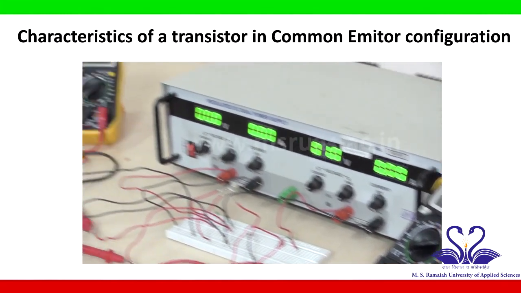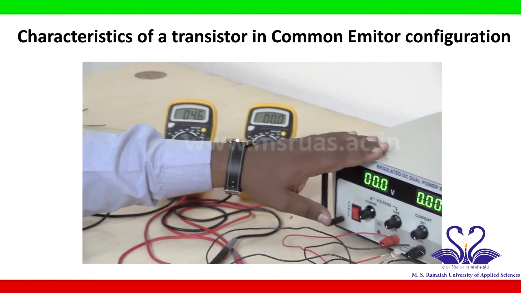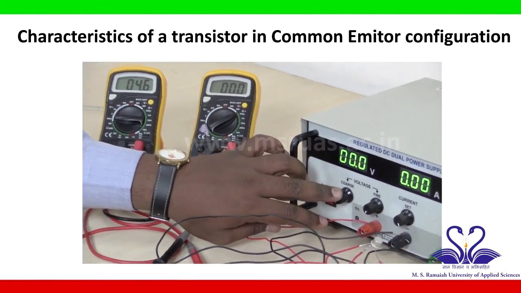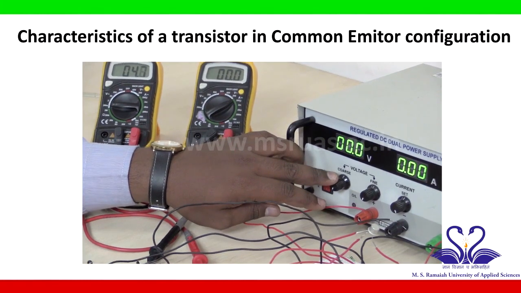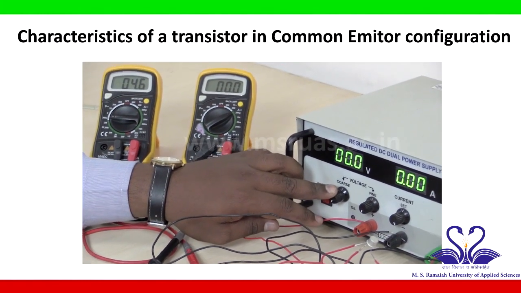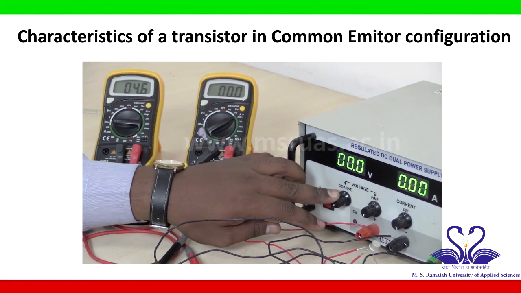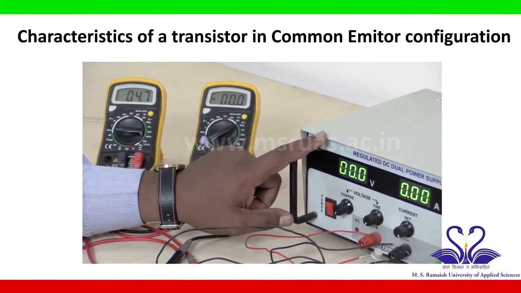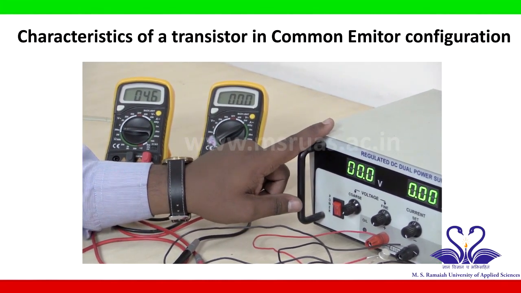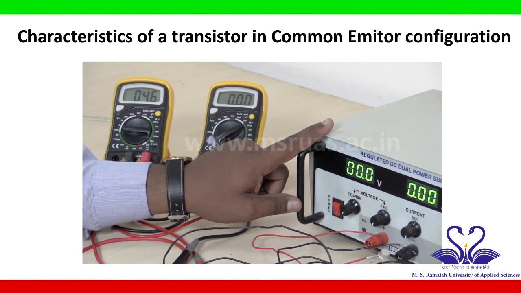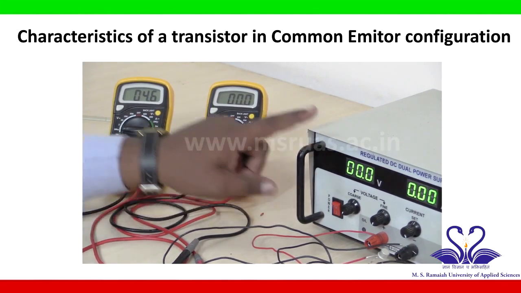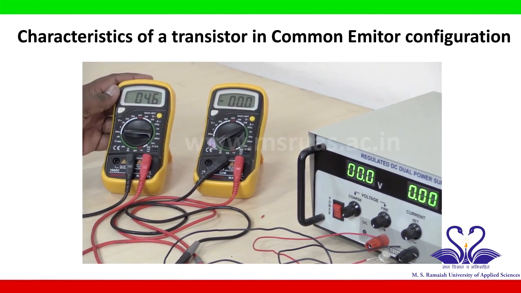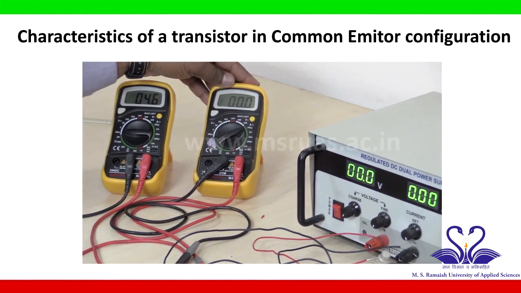Now I won't touch this voltage source, I won't touch this ammeter and this voltmeter. Come to the input side, and this is the input voltage. Now I will vary this voltage in steps of 0.1 volt from 0 volts to 1 volt. After 1 volt, I will vary this voltage in steps of 0.5, from 1 volt to 6 volt, and I will note down the corresponding voltage VBE and corresponding current IB.